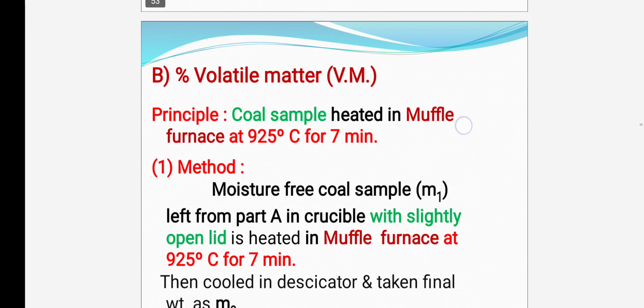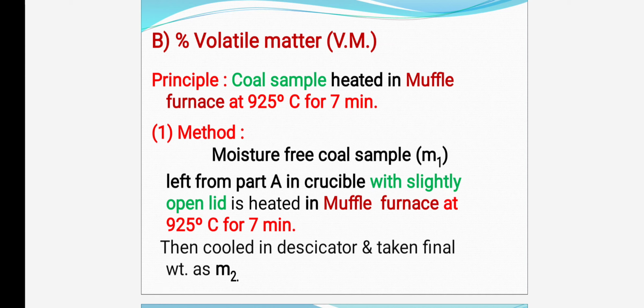Now we will move toward the second, that is the volatile matter. Dear students, take the coal sample, which is now free from moisture, and keep it in a muffle furnace at 925 degrees Celsius for 7 minutes. For volatile matter, which furnace are you going to use? Muffle furnace, that is the bhatti. Temperature 925 and timing 7 minutes.